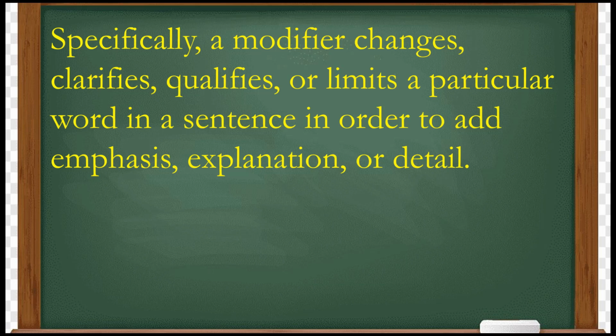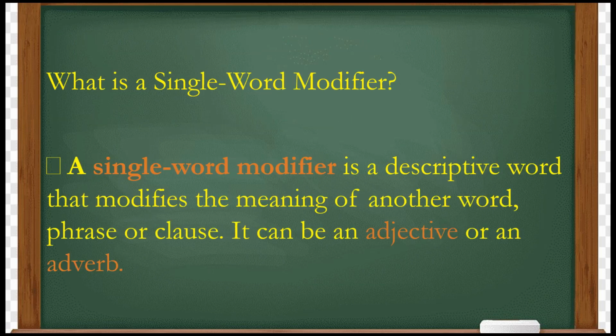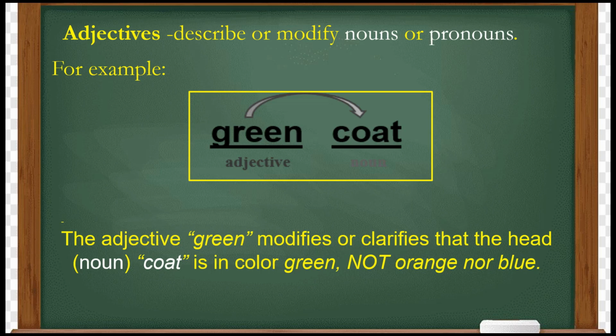What is a single word modifier? A single word modifier is a descriptive word that modifies the meaning of another word, phrase, or clause. It can be an adjective or an adverb. Adjectives describe or modify nouns or pronouns. For example, green coat. The adjective green modifies or clarifies the head, which is a noun. Coat is in color green, not orange nor blue.